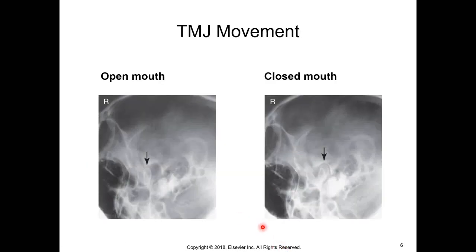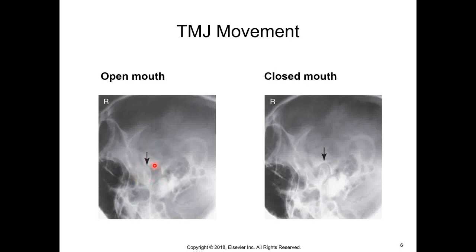This is just kind of a picture of the difference between an open and closed mouth when you're taking radiographs of the TMJs. If you notice here, this is the actual condylar process of the mandible. All right, and here is the open joint space. So here is the fossa and the joint space. So this is an open section.